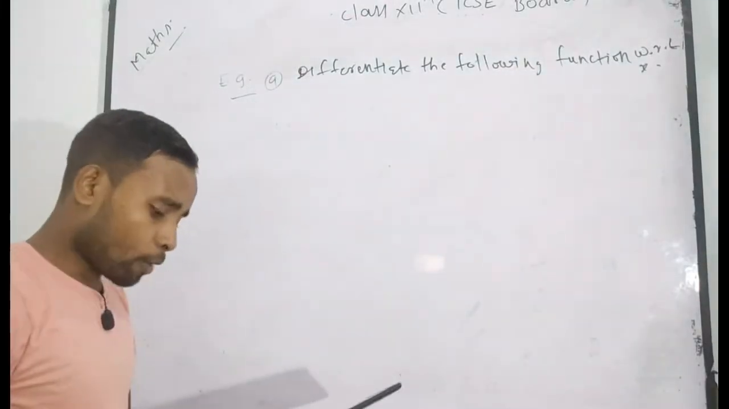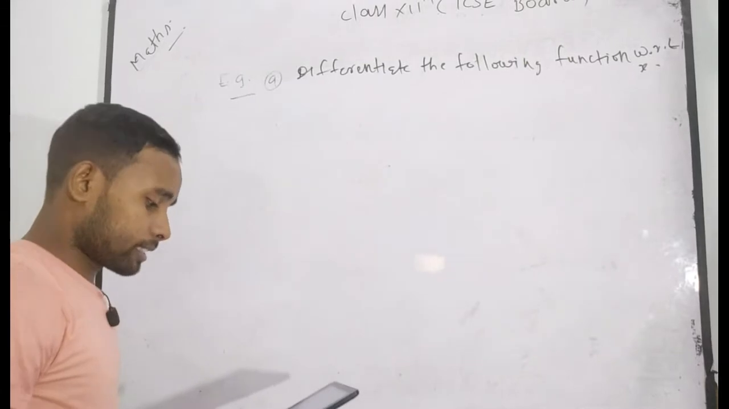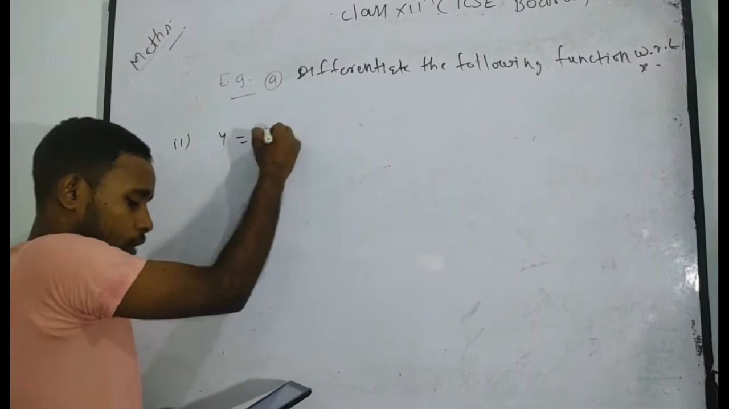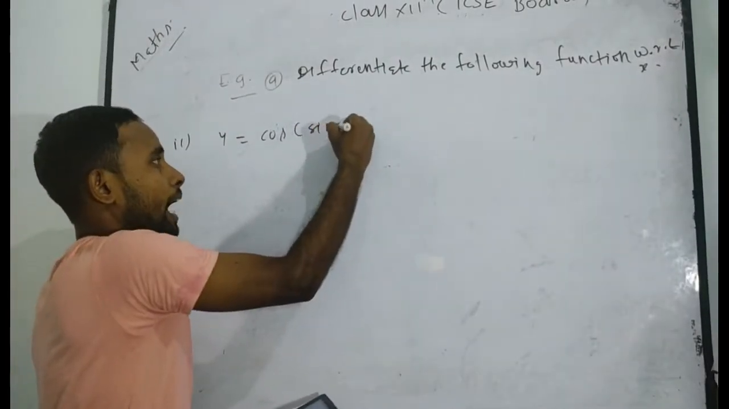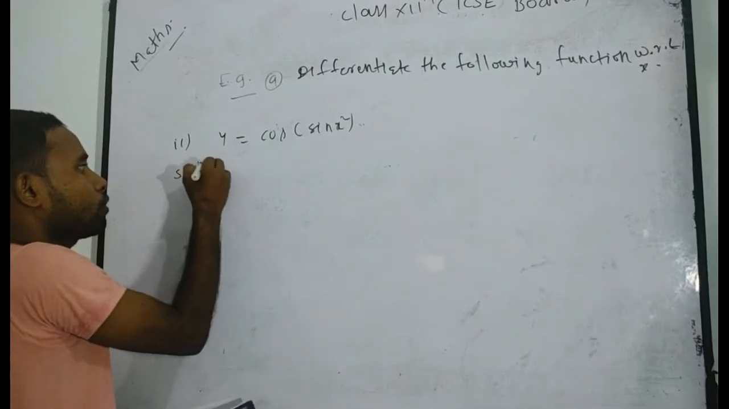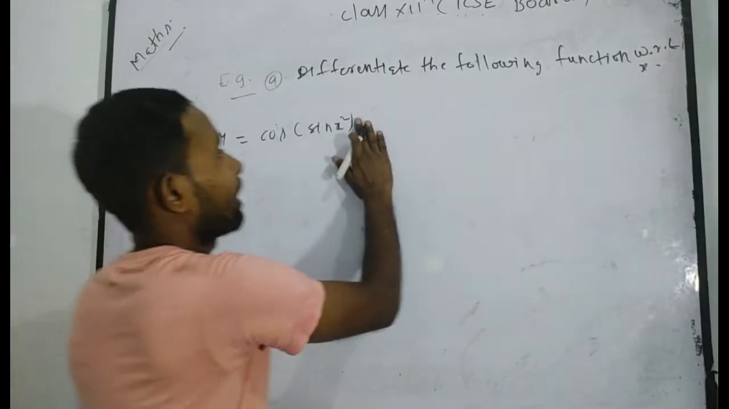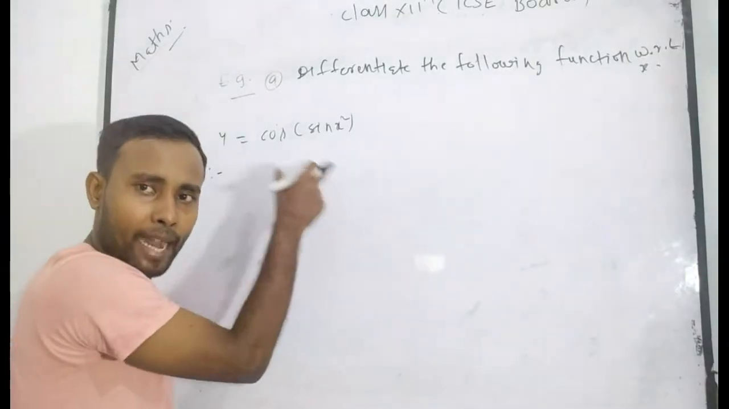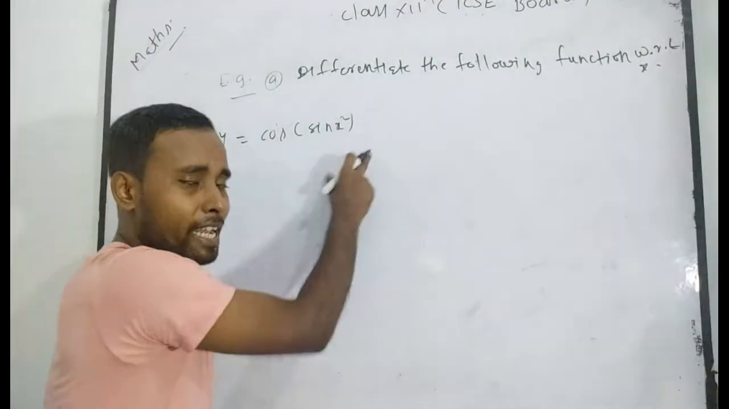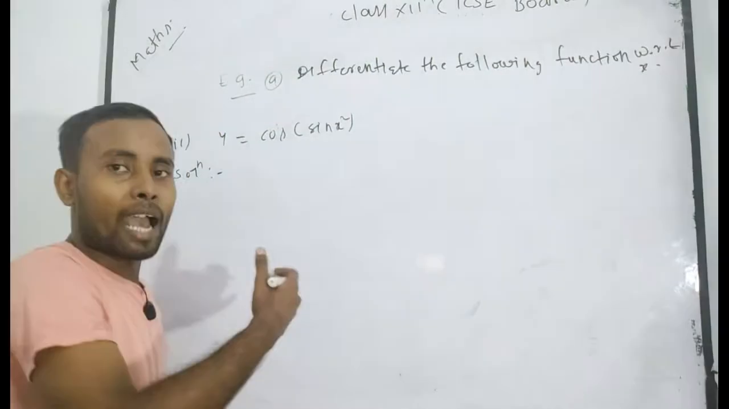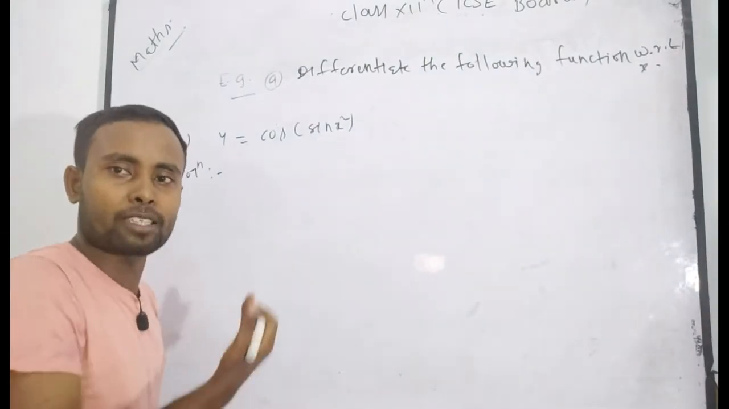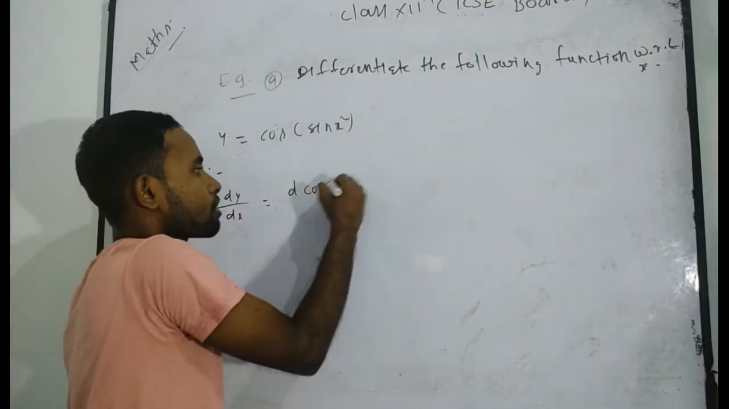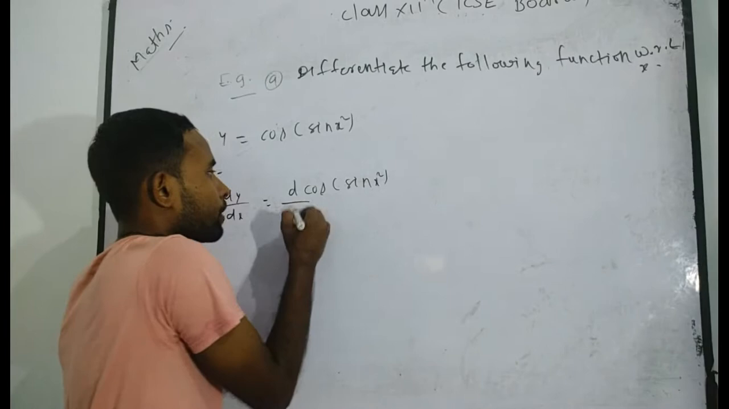See here, second problem for you: derivative of y is equal to cos sin x square. I do not wish to write always in language, try to write, because I am not sitting in an examination. First of all, right here we have y is equal to cos sin x square. Suppose it is equation first, differentiating on both sides with respect to x, we get dy/dx is equal to d cos sin x square with respect to x.